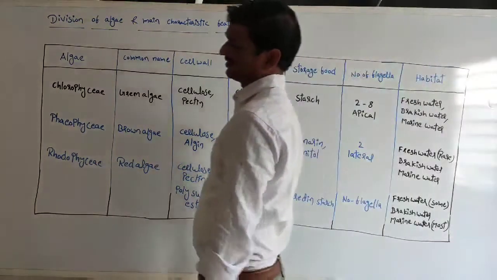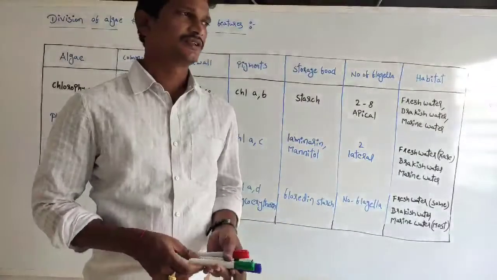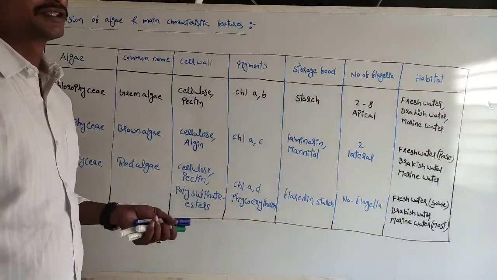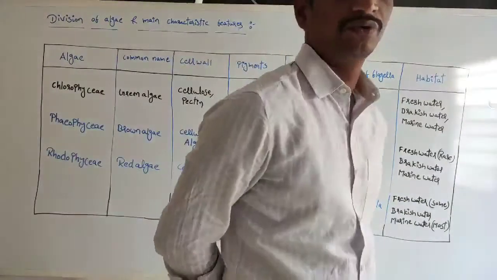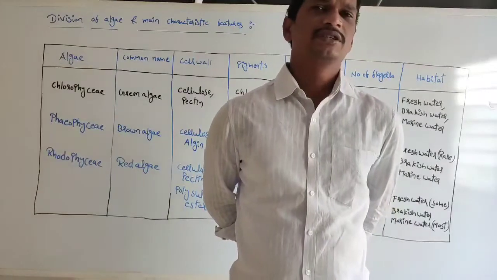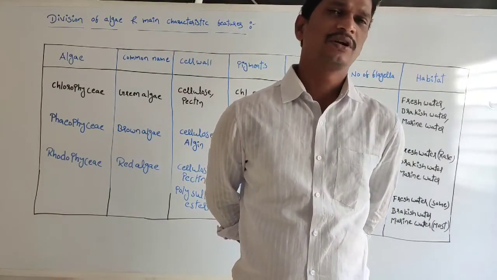Students, coming to the next topic is algae and the characteristic features of the algae. We already discussed there are three types of algae: chlorophyceae, phaeophyceae, and rhodophyceae. Chlorophyceae, the color is green. Phaeophyceae, the color is brown.